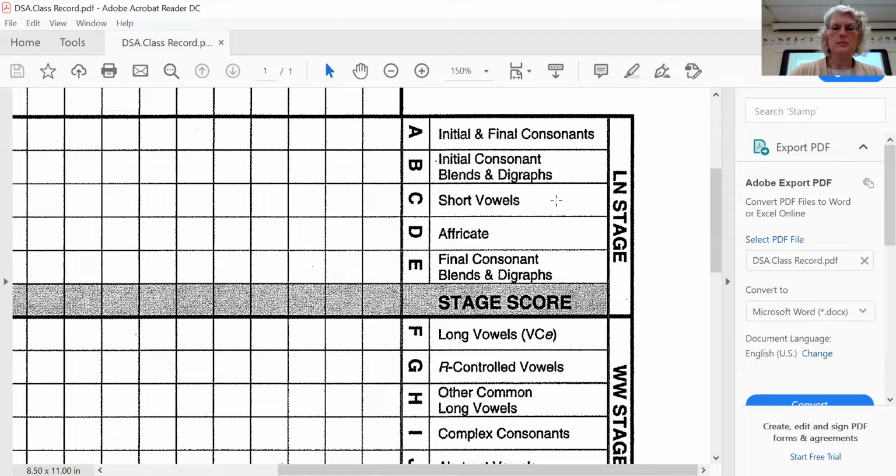C are short vowels. D are affricates, and there are two sounds that have the affricate sound, and it has to do with how your mouth feels when you say it. But the J sound and the Ch sound are the affricate sounds. And so there are 4 different ways that we spell the affricate sound: J, CH, DR, like in drum, and TR, like in tree.